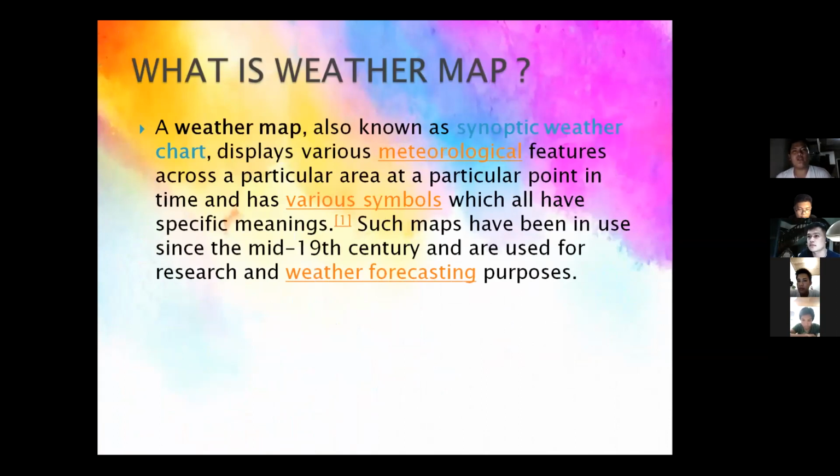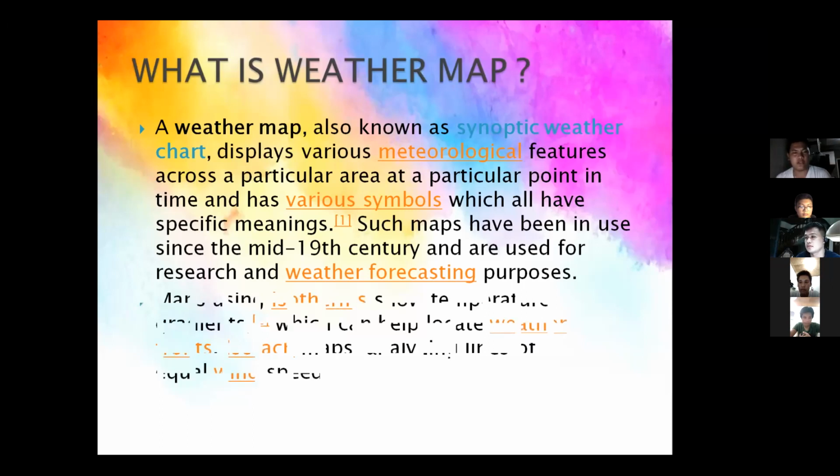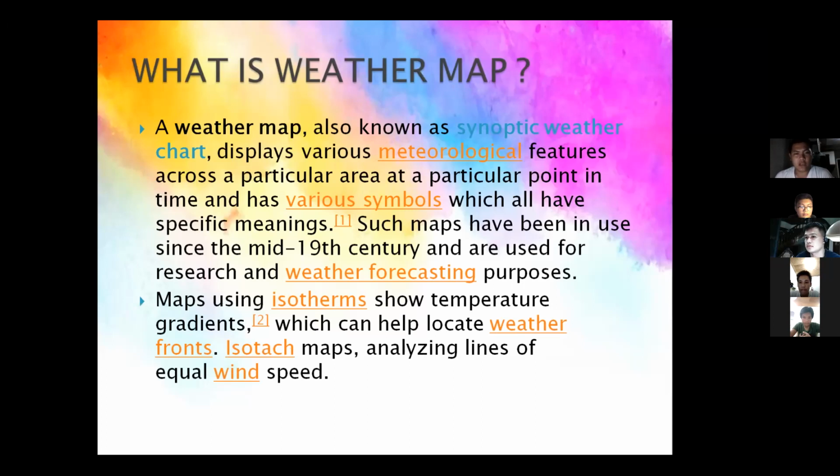A weather map is also known as a synoptic weather chart. It displays various meteorological features across a particular area at a particular point in time and has various symbols which all have specific meaning. Such maps have been in use since the mid 19th century and are used for research and weather forecasting purposes. Maps using isotherms show temperature gradients which can help locate weather fronts. Isotach maps analyze lines of equal wind speed.